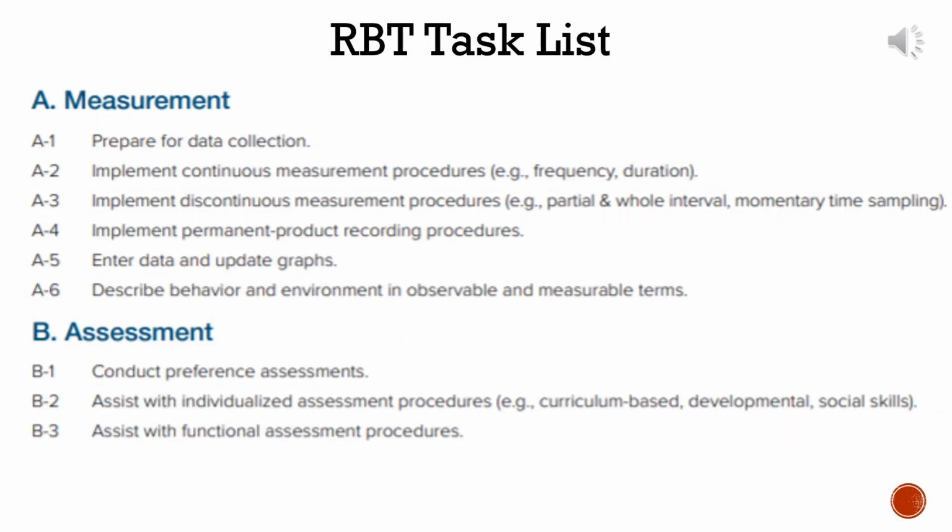The RBT task list has 6 sections. The first 2 sections are measurement and assessment. The measurement section involves information related to measuring behavior, such as preparing for data collection, implementing continuous, discontinuous, and permanent product recording, entering data into graphs, and describing behavior in observable and measurable terms. As discussed previously, accurate data is an essential component of being an RBT. Therefore, having training on these items is crucial.